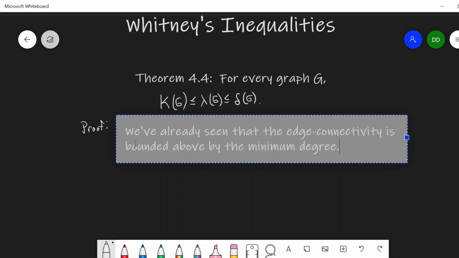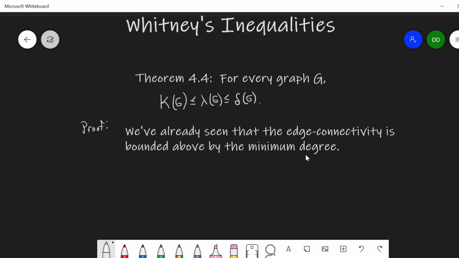Remember, the idea with this was to take a vertex of minimum degree and remove all of the edges that are incident with it. That was an edge cut and establishes this upper bound on the edge connectivity. And so it remains to be seen that the vertex connectivity of G is at most the edge connectivity of G.